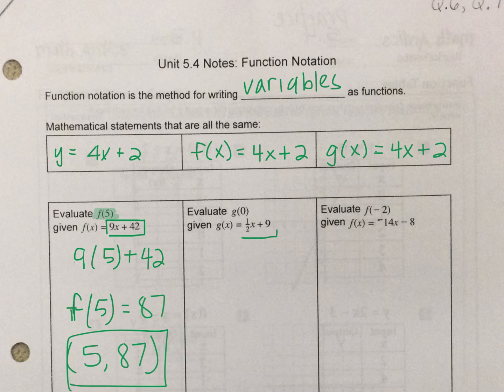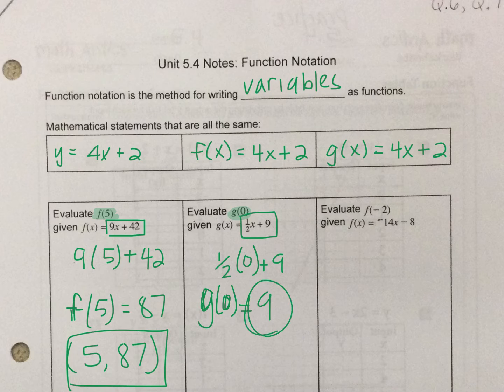Okay, so let's look at this next one. My equation, my problem is 1/2 x plus 9. But the problem is asking me, what would it be if I plugged a 0 in for x? So let's erase our x, and just always use parentheses, so I'm going to put a 0 in. 1/2 times 0 is 0, plus 9 is 9. Okay, so the function of 0 would be 9, but 9's your answer. So that would be 0, 9, that point.